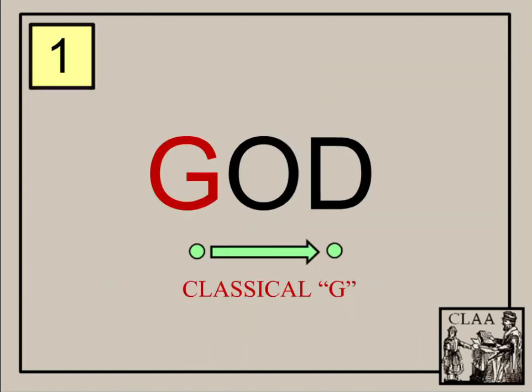The first sound made by the English letter G is the classical ge sound, g, g, g. Let's read the word on your screen together using the classical ge sound. God, God, God.